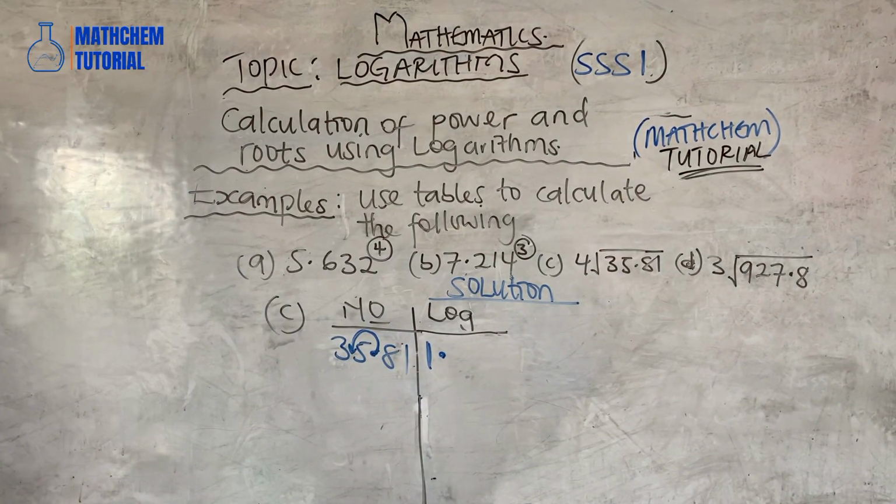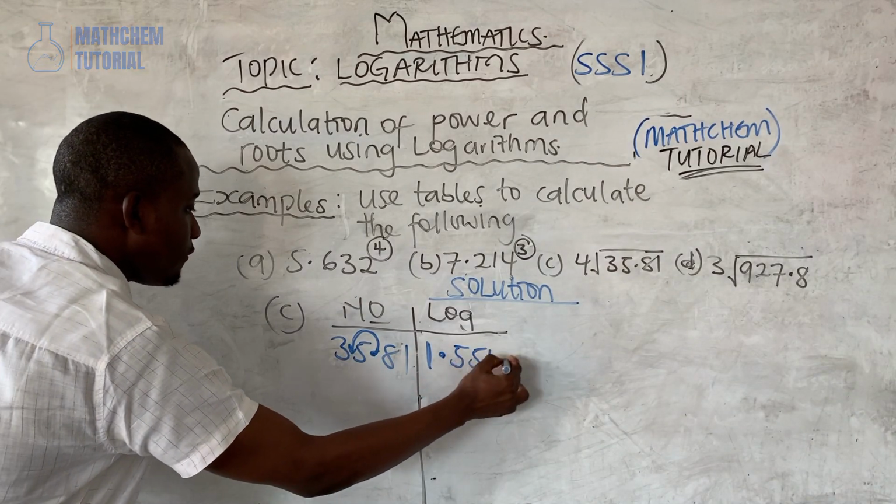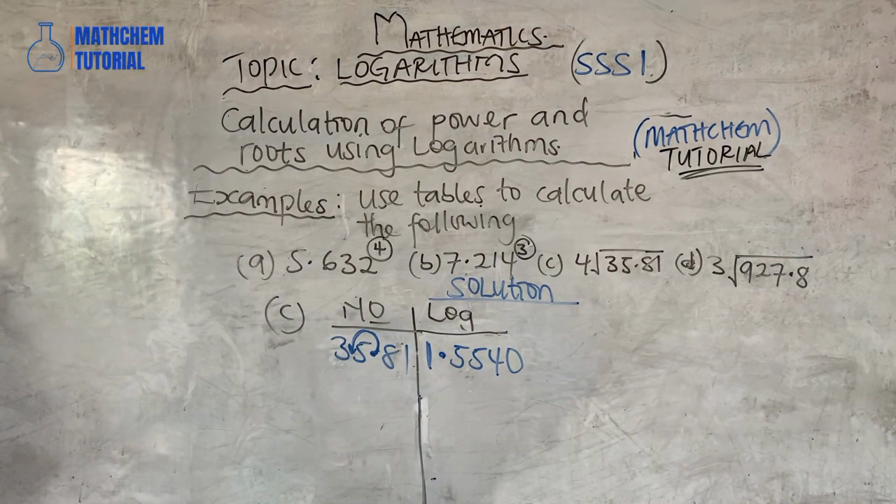Then on my four-figure table, I will check 35 under 8 difference 1. 35 under 8 here gives me 5539. Difference 1 here still gives me 1. So I have it as 5540. So I will come here and write 5540. Now, after writing that, I have 4 roots.